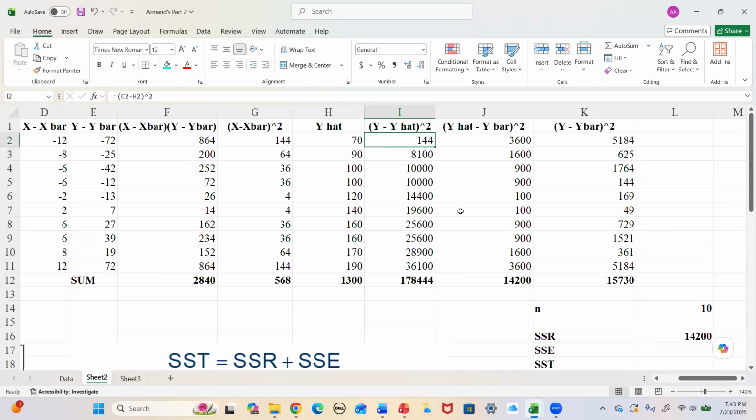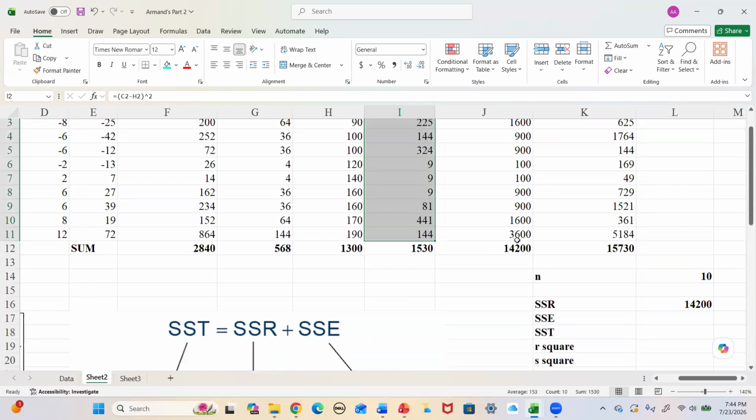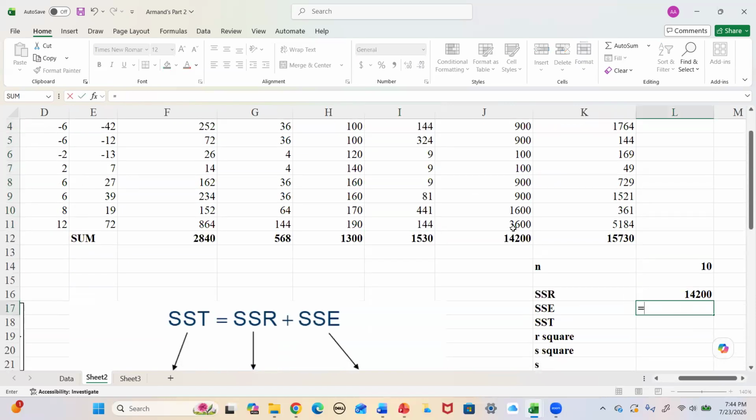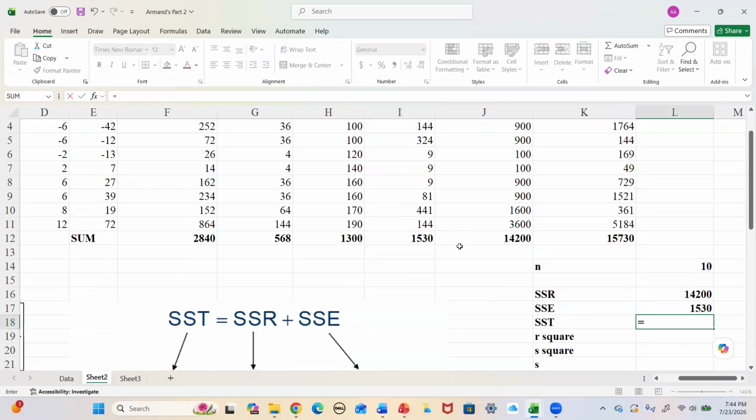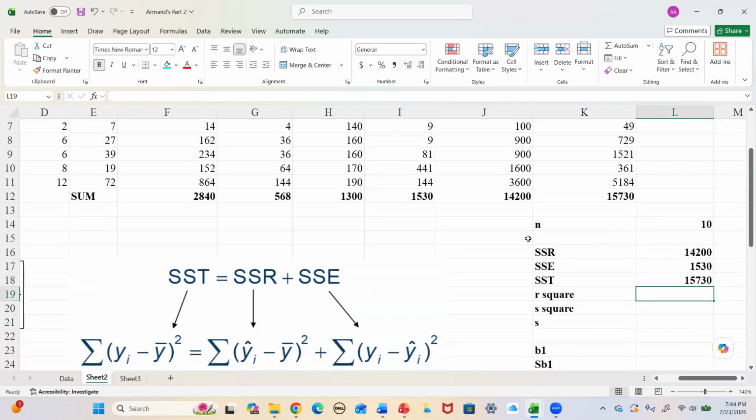All right, let me show that to you one more time. And then you can just drag it down. Everything will be okay then. Okay, drag it down. So SSE is that sum. SST is the sum of column K. As we saw earlier, R squared is the ratio of SSR over SST.